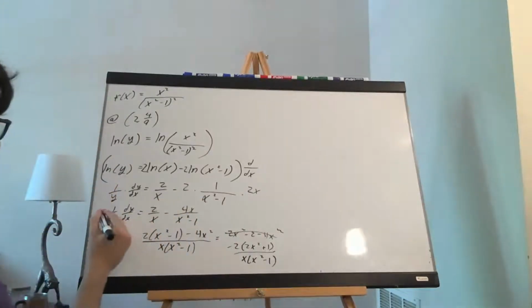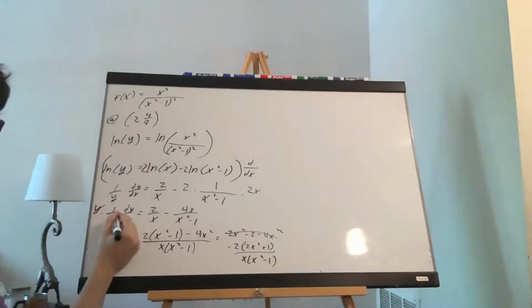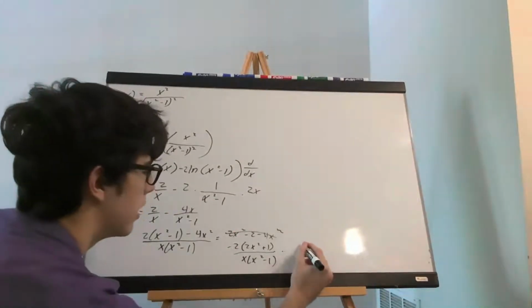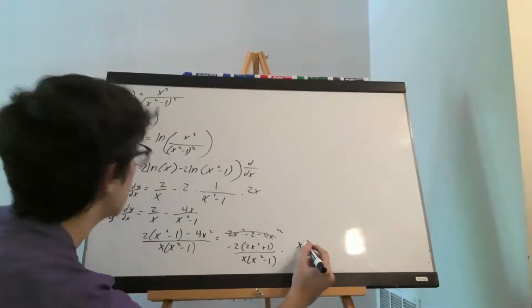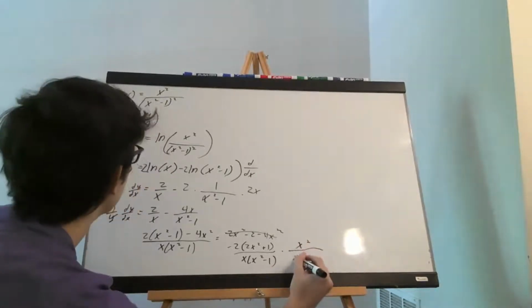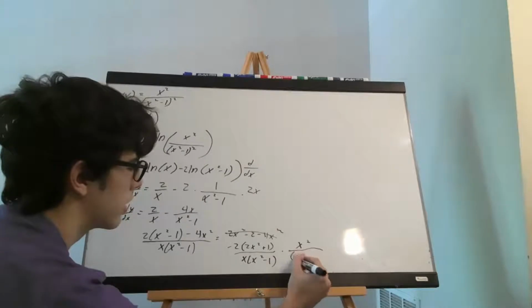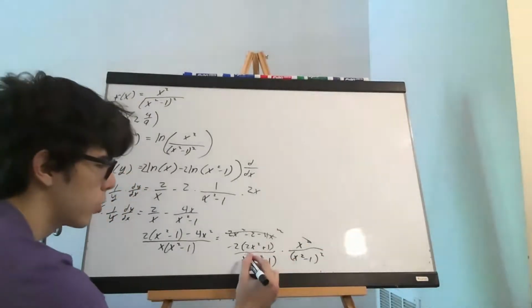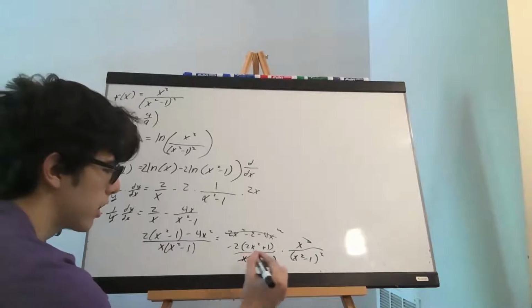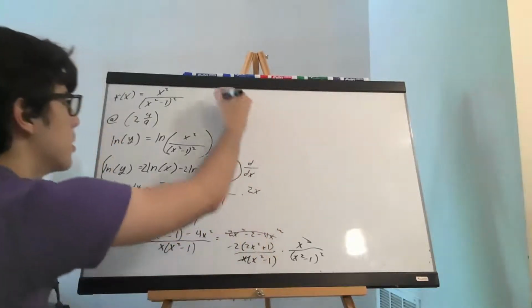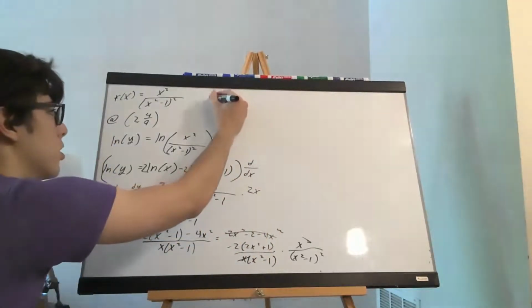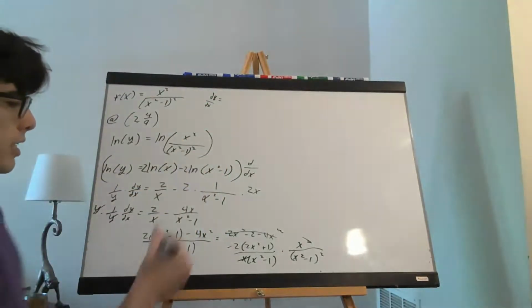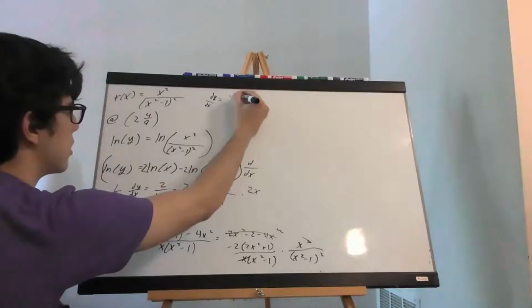And then, of course, we have to multiply both sides by our original product of y. So we're going to multiply this by x squared over x squared minus 1 squared. And the only thing that's going to do is turn that x squared to an x, and it's going to get rid of this x on the denominator. So therefore, our final answer will look like this. We'll probably get something along the lines of this.